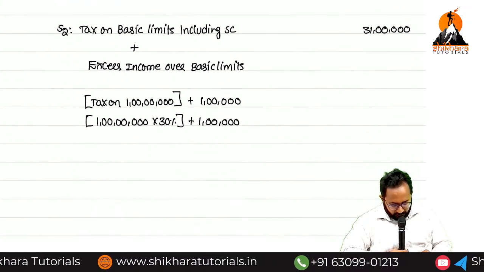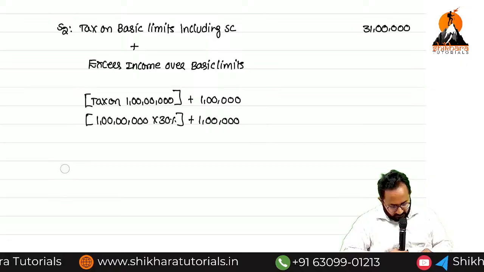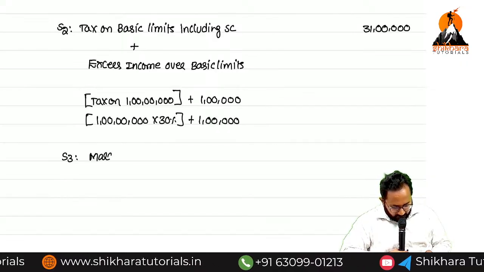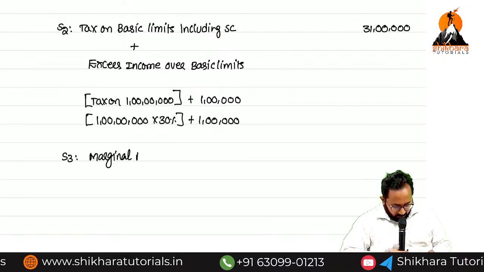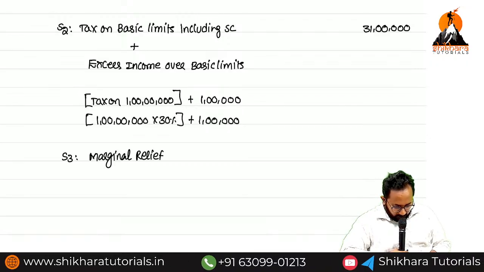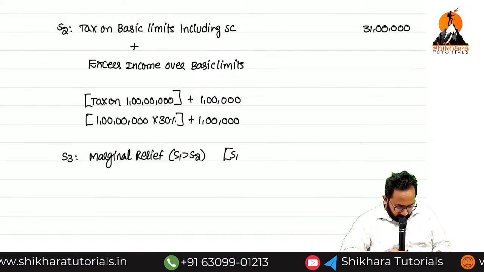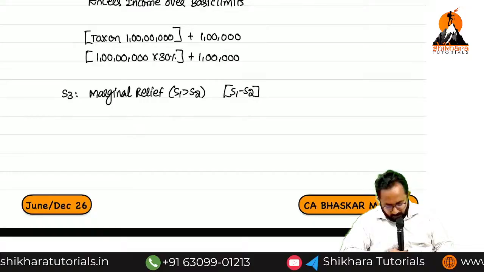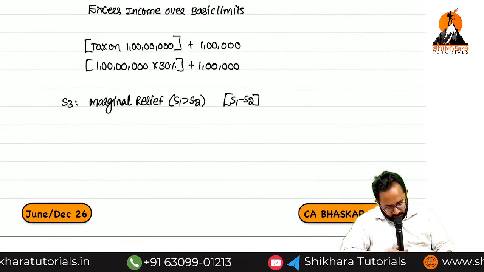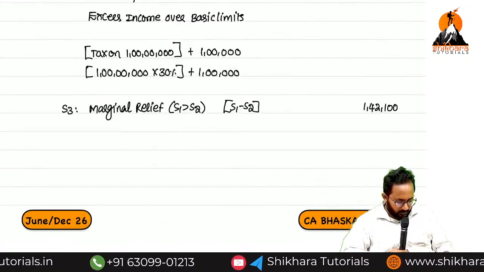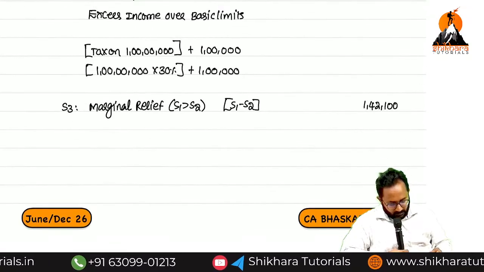but how much amount are they demanding? 32 lakh. So that's why in step 3, X Limited can get the marginal relief. What is that marginal relief? If step 1 is more than step 2, the difference between these two steps is the marginal relief. How much? 1,42,100. Correct?